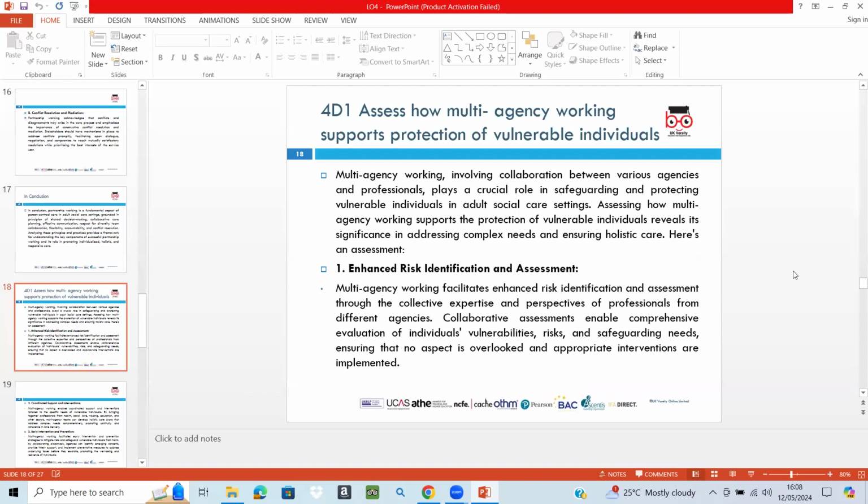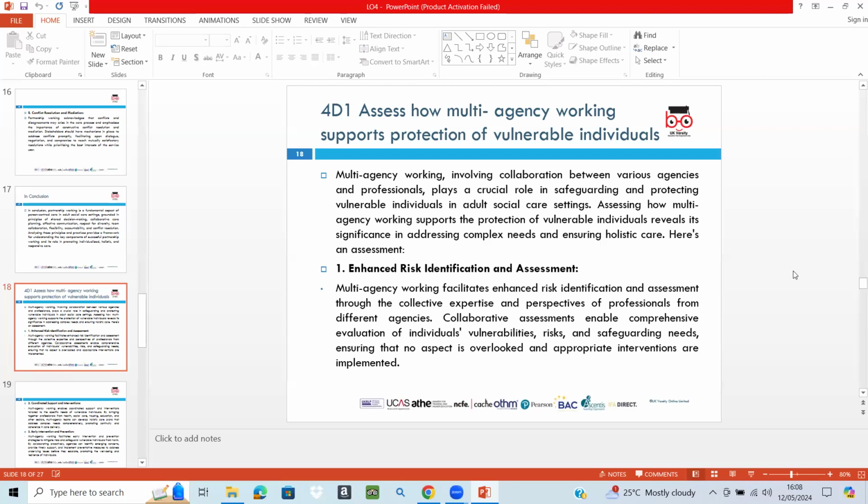So this one is the distinction criteria. We have to discuss how multi-agency working supports the protection of vulnerable individuals. We have to discuss enhanced risk identification and assessment and multi-agency working.